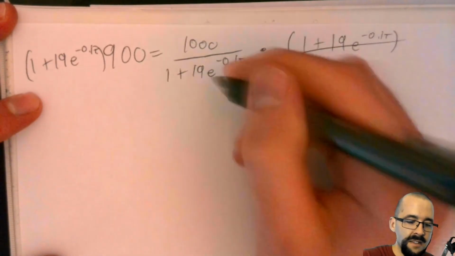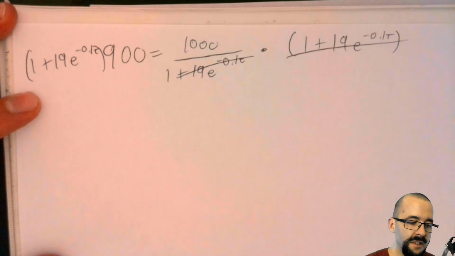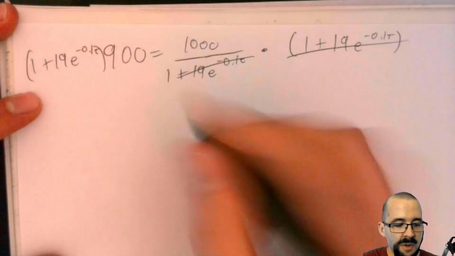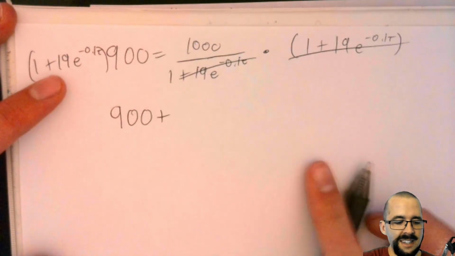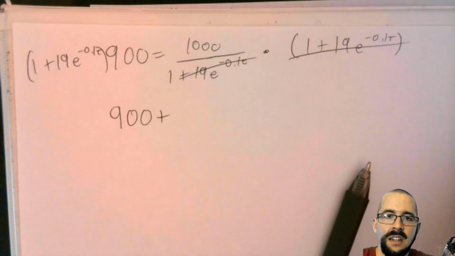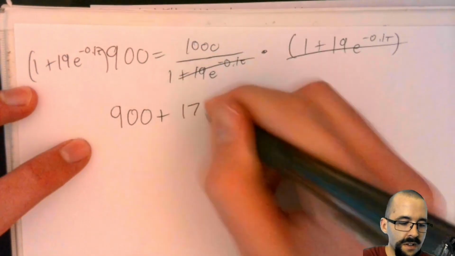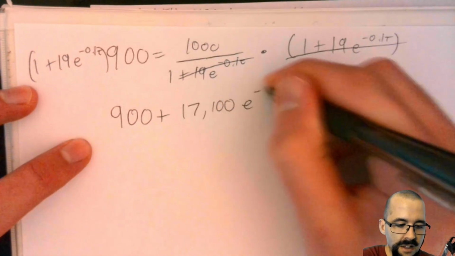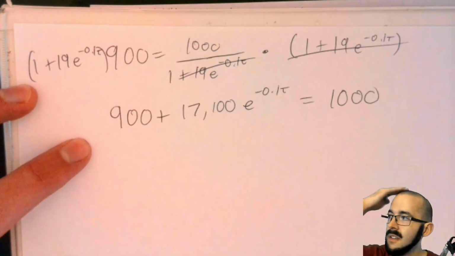So on the right-hand side, they cancel out. Left-hand side, we have to distribute. Distributing the left-hand side is 900 plus 19 times 900. I'm not going to do that in my head today. 19 times 900 is 17,100. E to the negative 0.1 t equals the right-hand side, which just canceled to become 1,000.